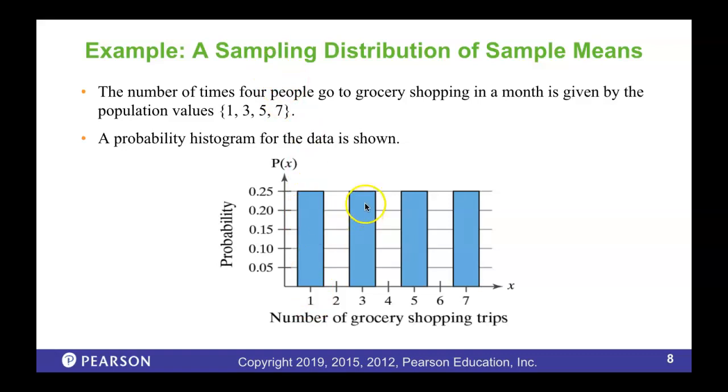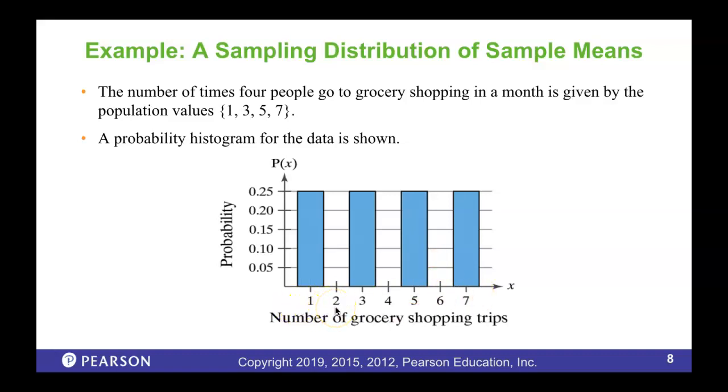Another person goes 3 times a month. Third person goes 5 times a month. And the last person goes 7 times a month. So we have a 25%, 25%, 25%, and 25% chance. If I randomly pick one person from this group, there is a 25% chance that they go grocery shopping 5 times a month, 7 times a month, 1 or 3 times a month.